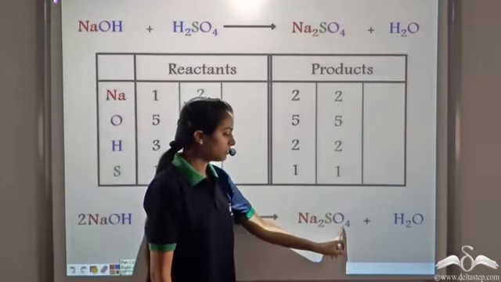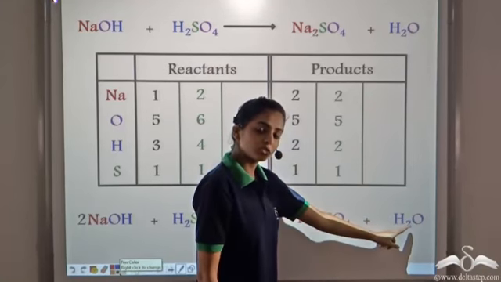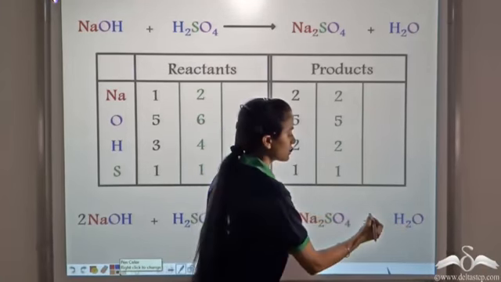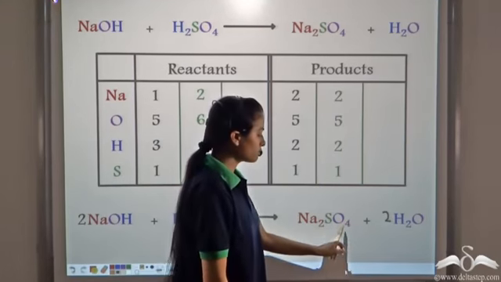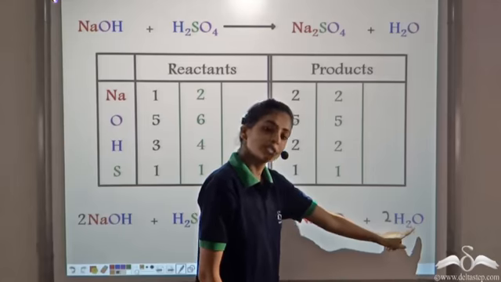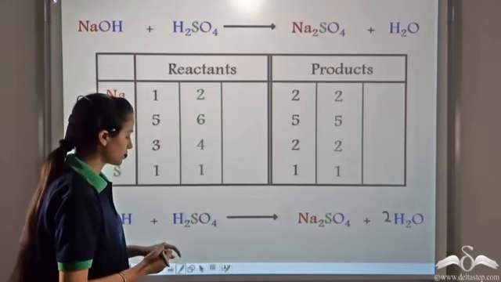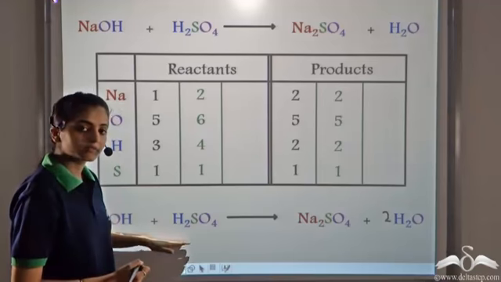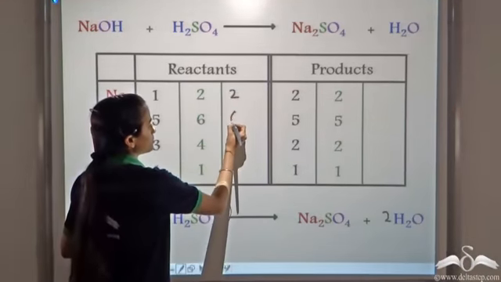So if you'll observe, we have 4 plus 1, 5 atoms of oxygen. So in order to balance this, we can take 2 molecules of water. When we do this, we have 4 plus 2, 6 atoms of oxygen. So when we do this, let's count the number of atoms again. Here, we do not make any change on the reactant side. So this remains the same.